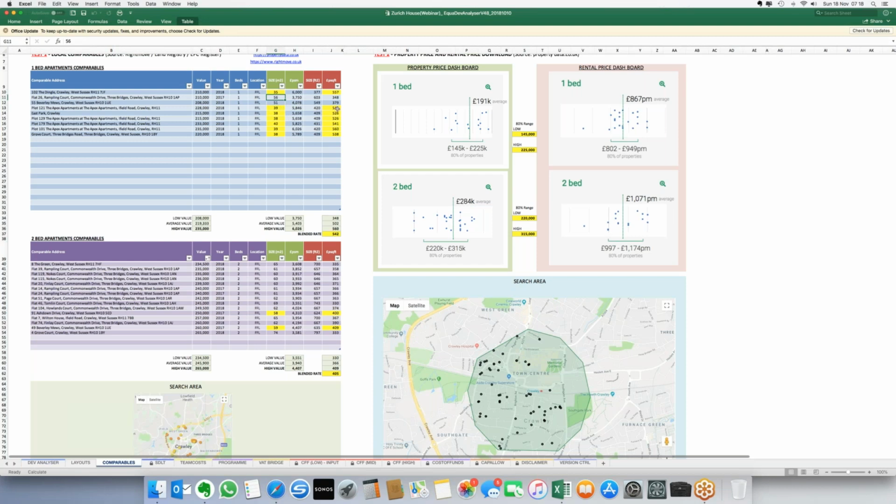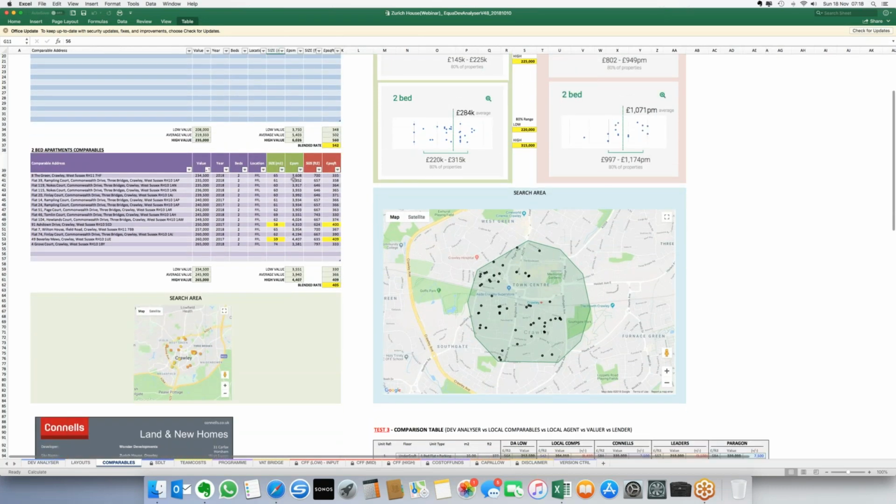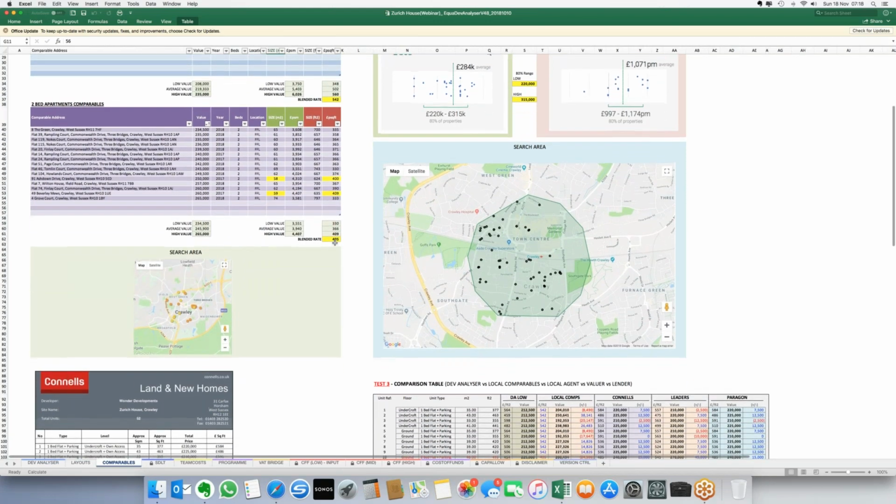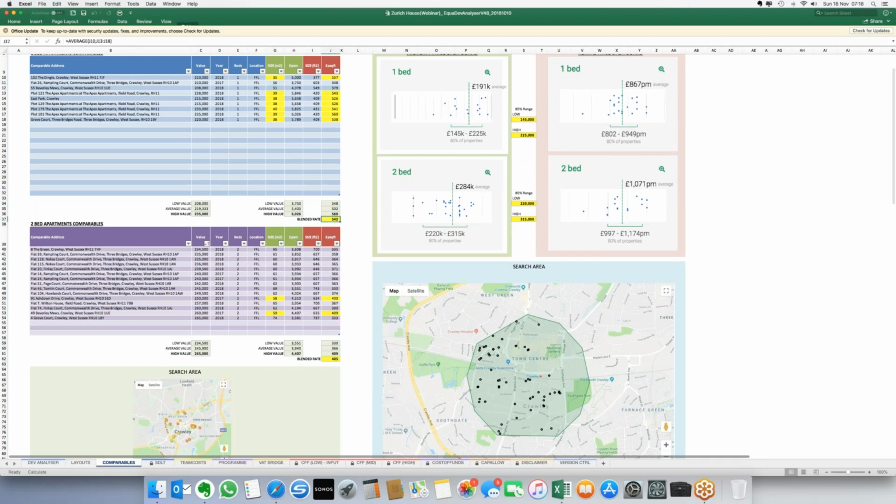But the highlighted ones in yellow are good representative examples of the finished product. The same with the two beds. So there's less on these comparables, but you see 58, 49 are the closest we've got to our examples there. So all we do then, we just get a blended rate.